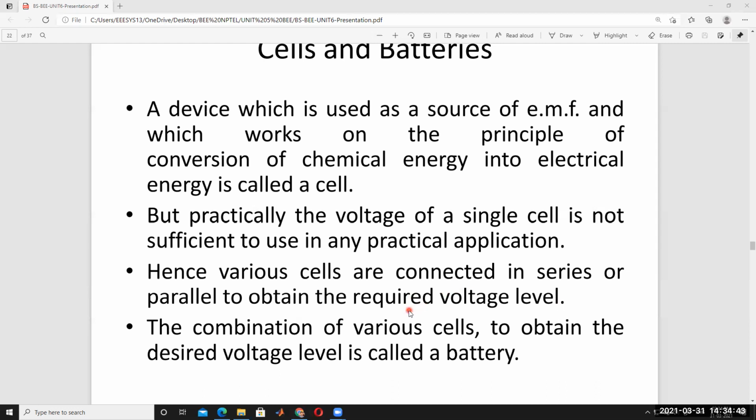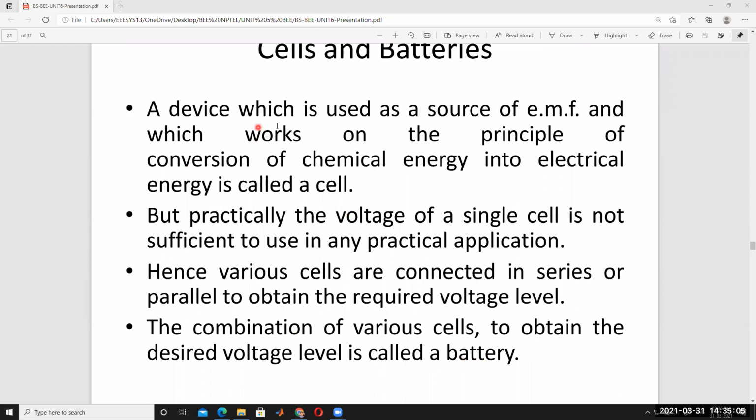For example, a car battery is 12 volts. To reach that 12 volt range, a number of cells are connected in parallel inside it, and only then is it possible to increase the battery capacity. The combination of various cells to obtain the desired voltage level is called a battery. Understood? So what is a cell and what is a battery?